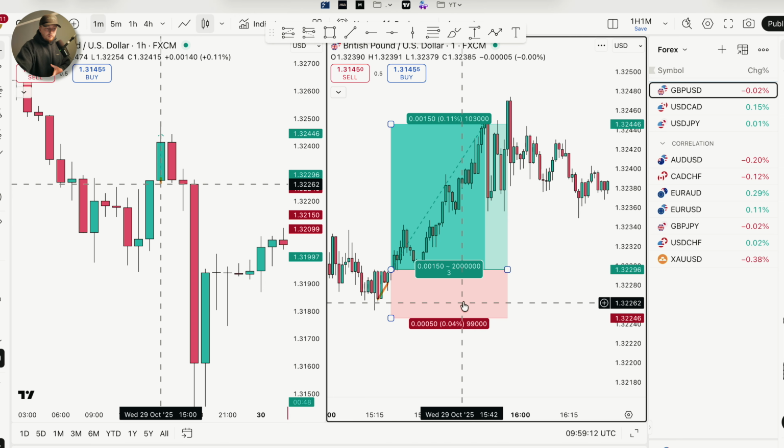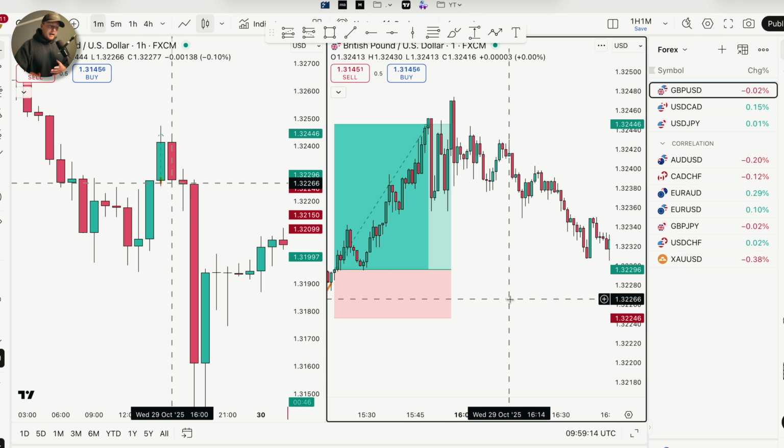I tend to just go for a 1 to 2 though most of the time, and I personally like to go stop loss to break even at a 1.5 risk to reward. This is just personal choice. Obviously this depends on market conditions, depends on your risk tolerance. It's just something that I like to do personally.